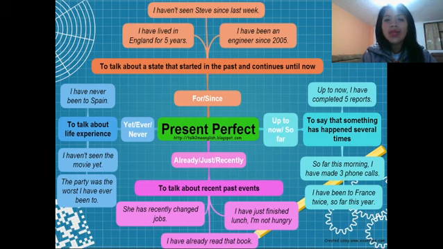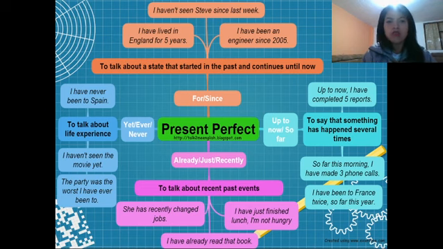I have been an engineer since 2005. Yo he sido una ingeniera desde el 2005. Entonces yo me gradué el 2005 y hasta ahora continúo siendo mi profesión, right? I haven't seen Steven since last week. No he visto a Steven desde la semana anterior. La semana anterior no lo vi y ahora no lo vi. Algo que pasó antes y hasta sigue siendo la misma realidad hasta el día de hoy, right?